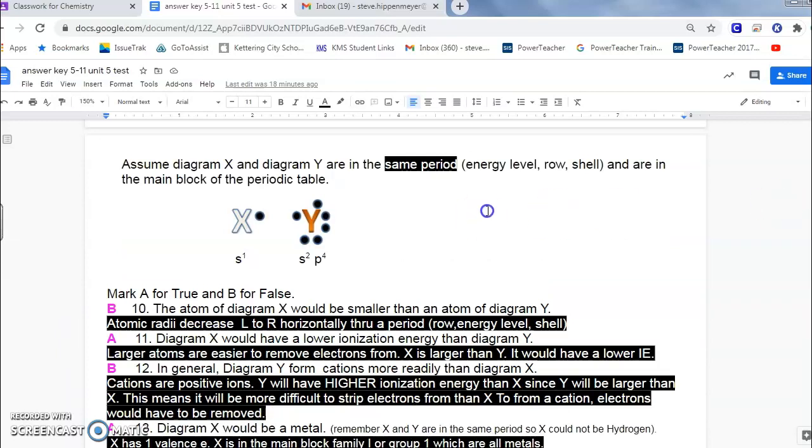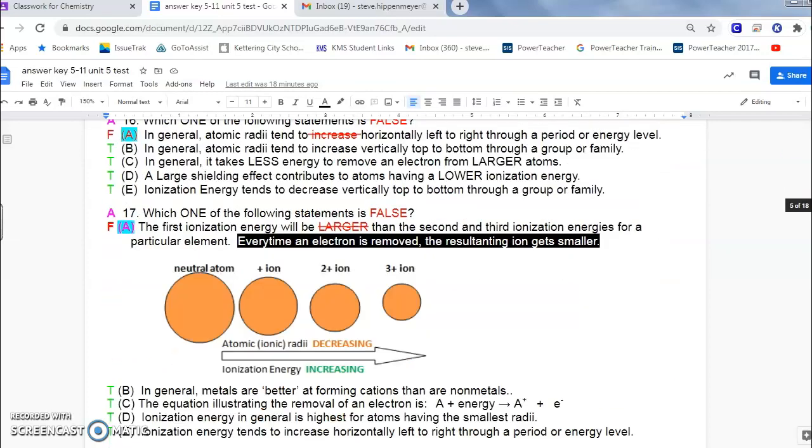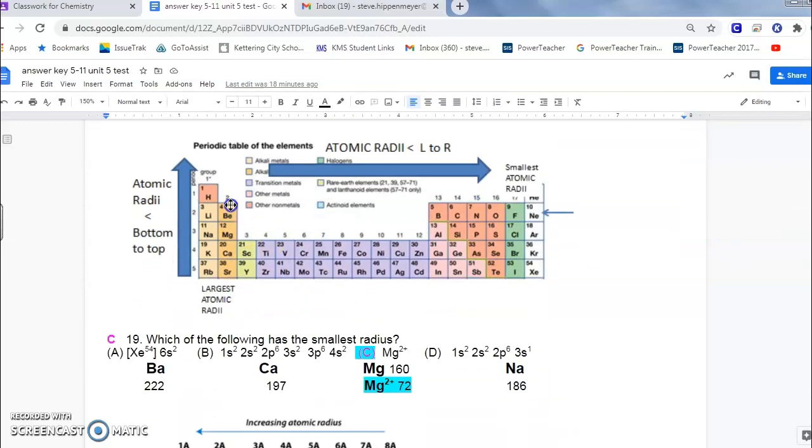Now we've got two dot diagrams here. We're supposed to assume they're in the same period. And we're also told they're in the main block. So that means they must be in the S or the P block. So diagram X here has one dot. That must be S1. This is the S side, P side, P side, P side. So this one has one in the S. It's an S1. If it has one electron, it means it is in the first group, group 1, family Roman 1. That diagram would have to be hydrogen, lithium, sodium, potassium, rubidium, somebody in that list, cesium.